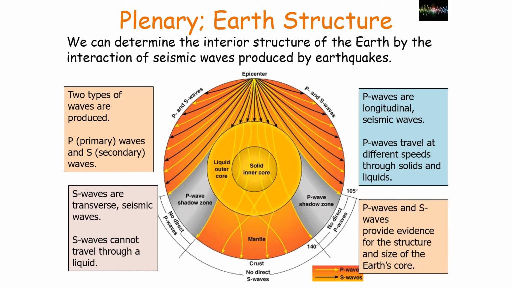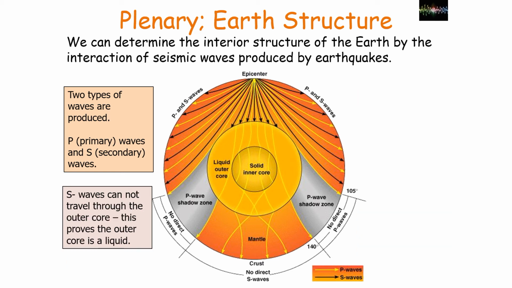Now, P waves and S waves provide evidence for the structure and the size of the Earth's core. Because S waves cannot travel through the outer core, and because S waves cannot travel through liquids, this tells us that the outer core must be a liquid.